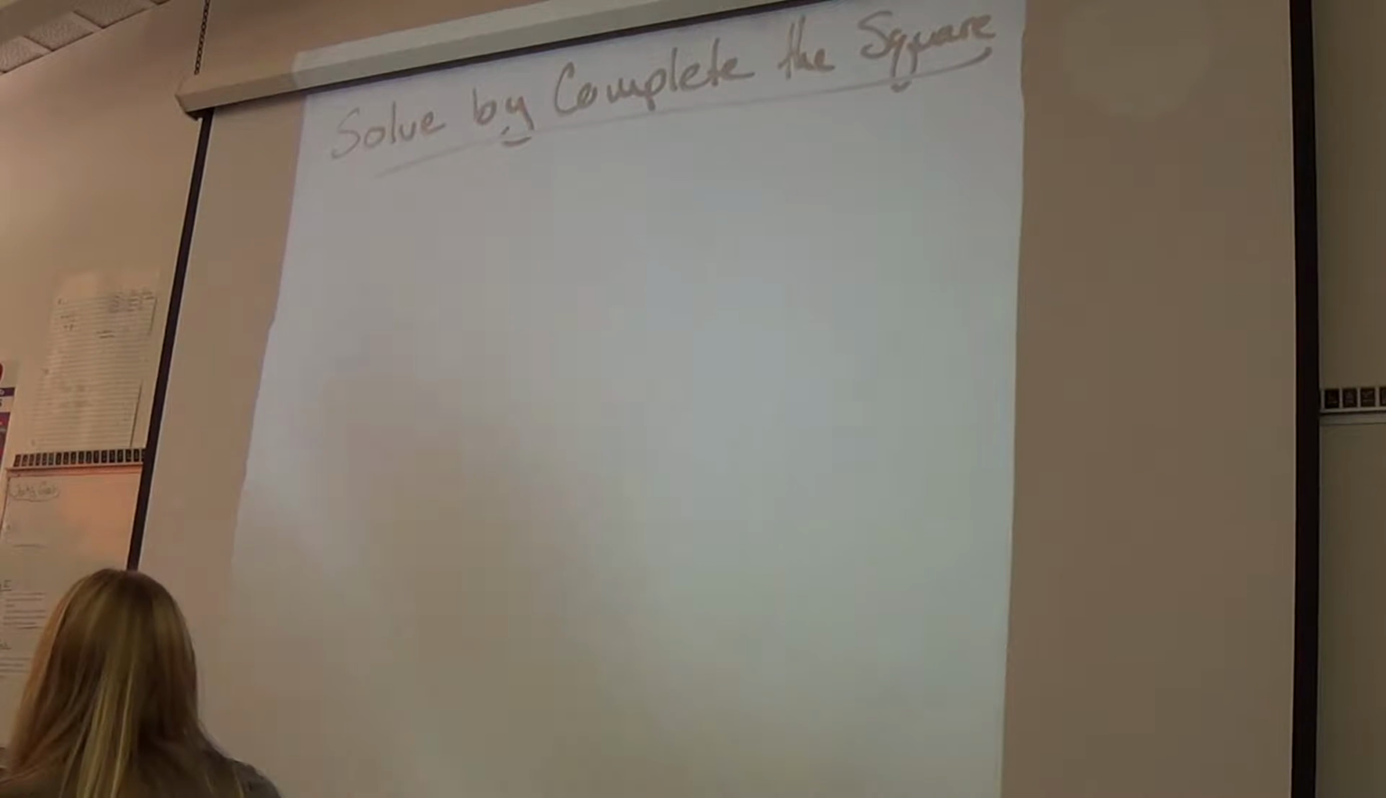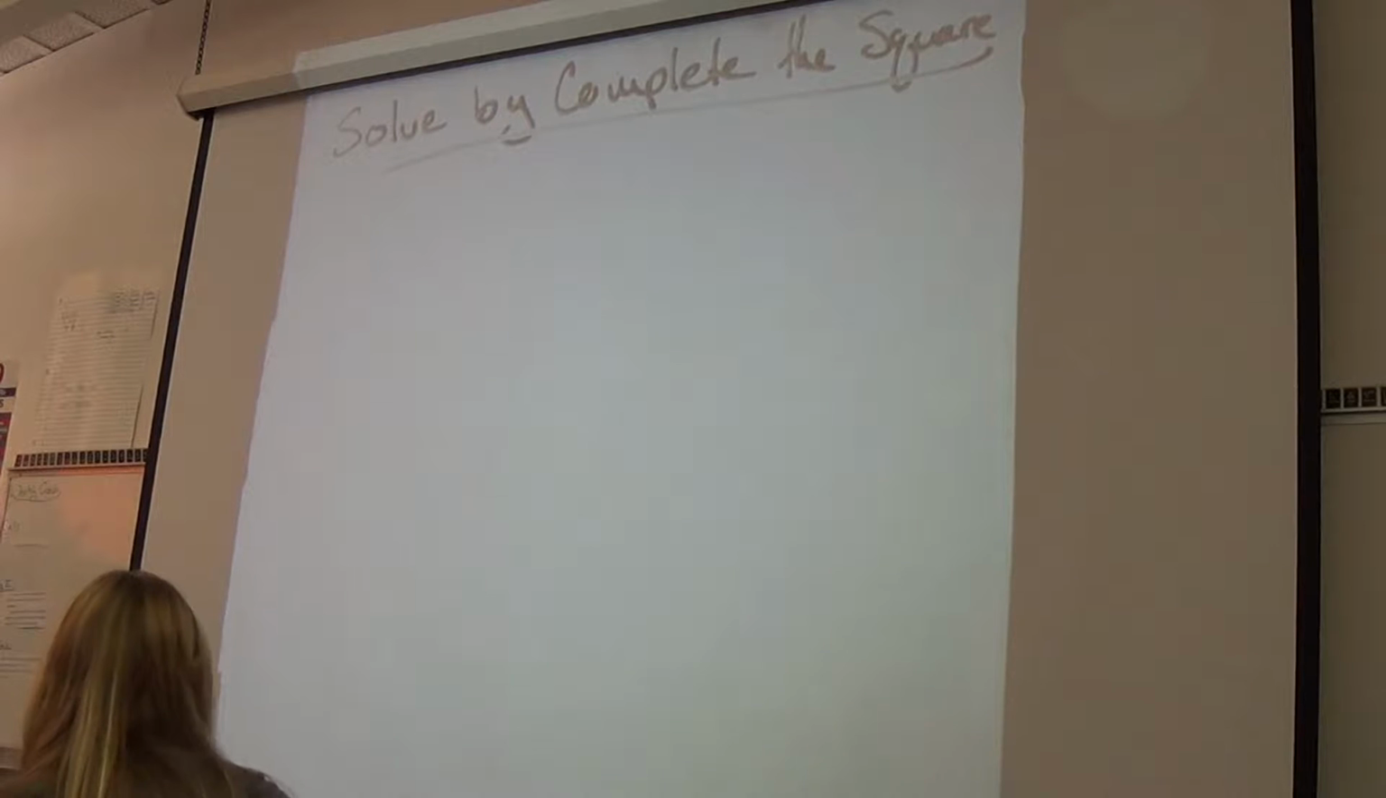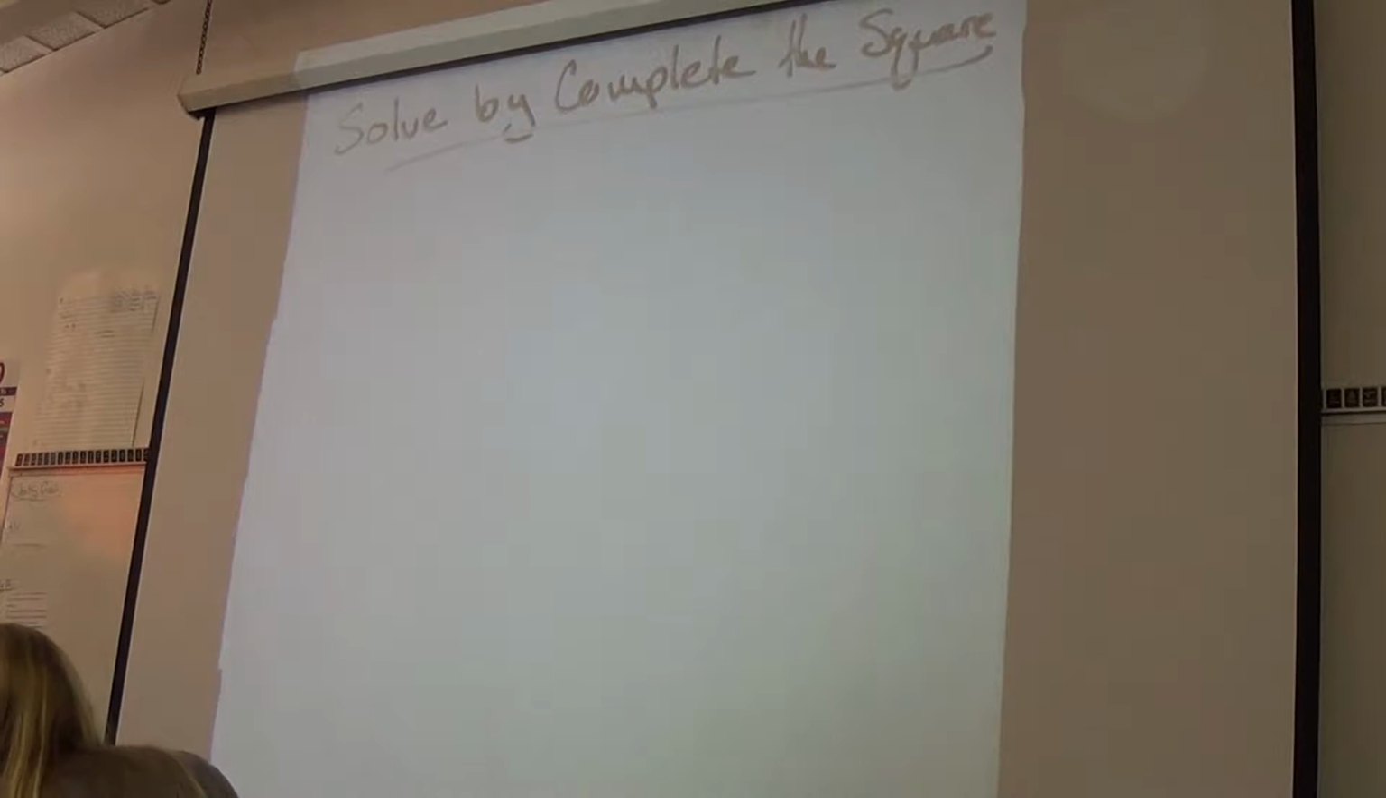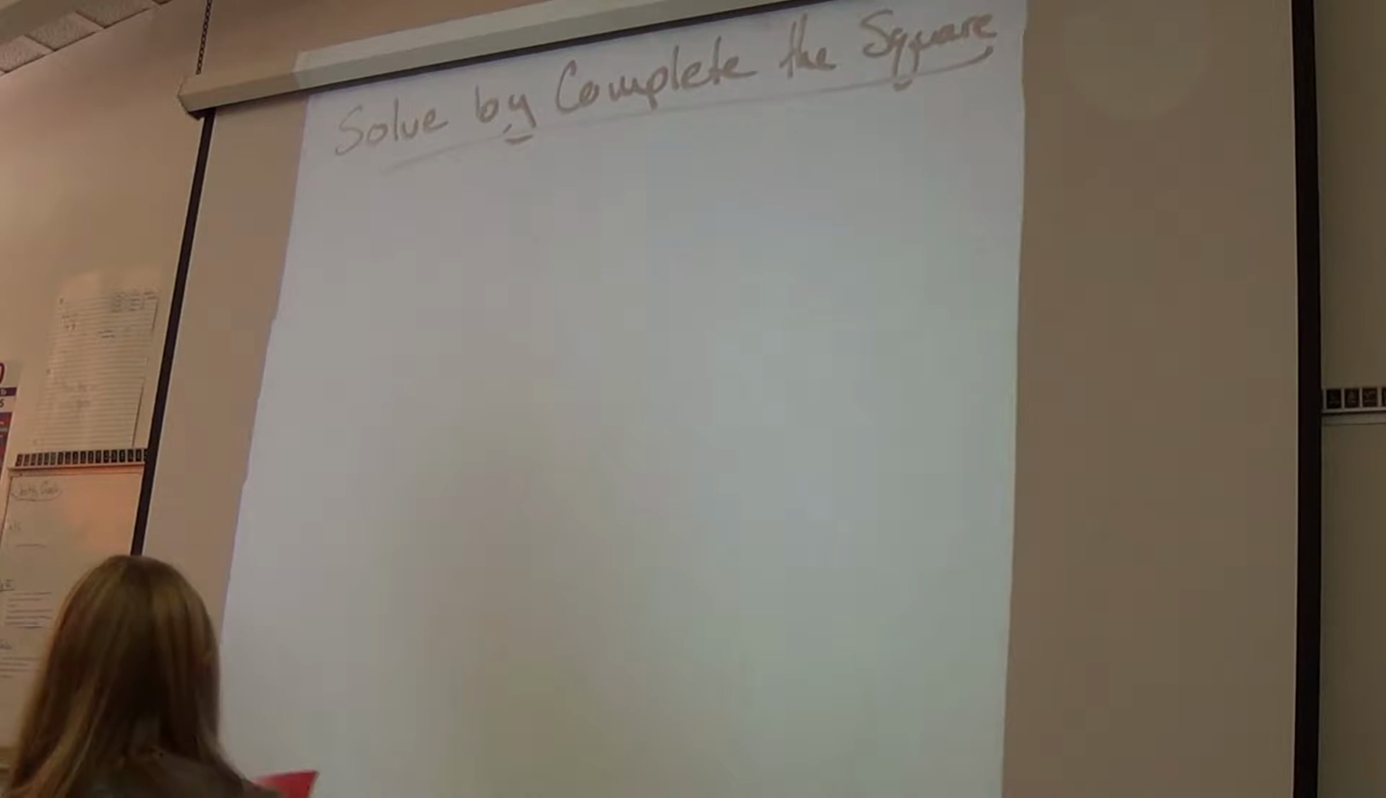Mean by completing the square? So we're going to do our next solving method. You might still get imaginaries. They're not going to go away. Okay? But they might be embedded inside of our process from here.